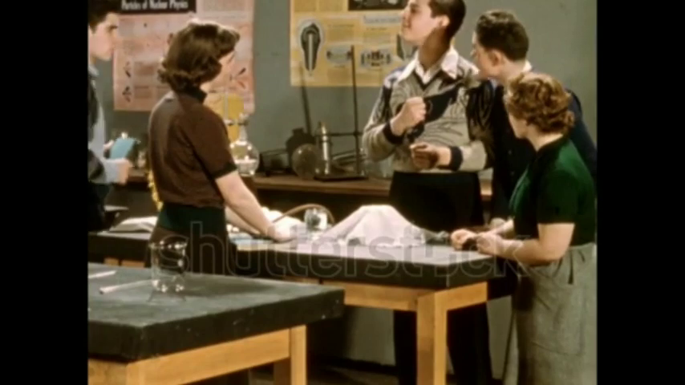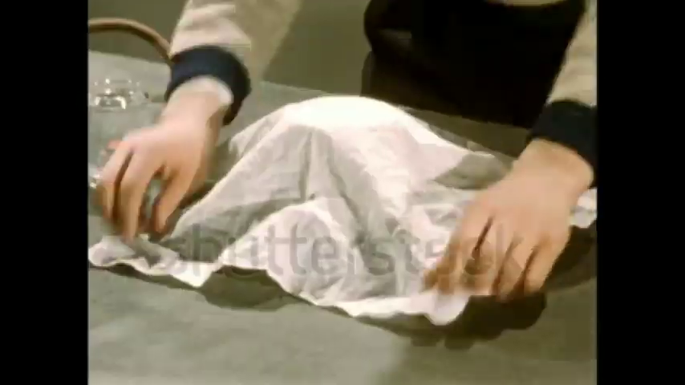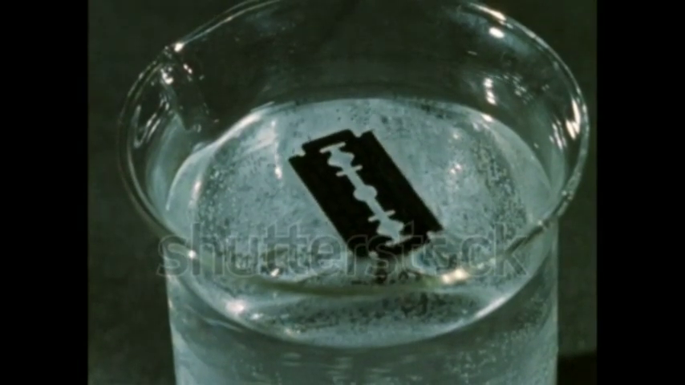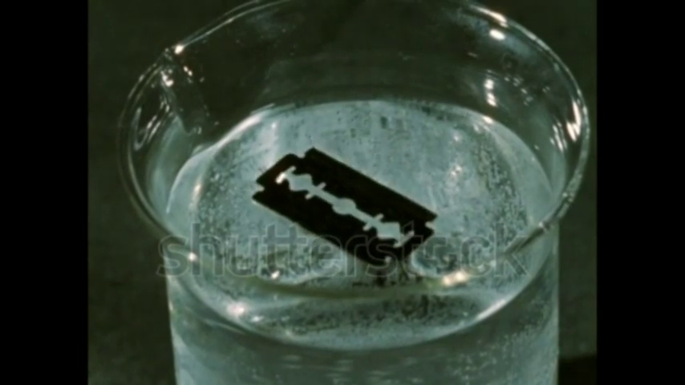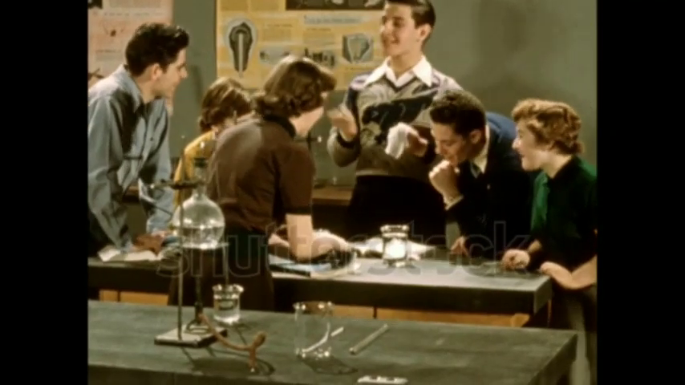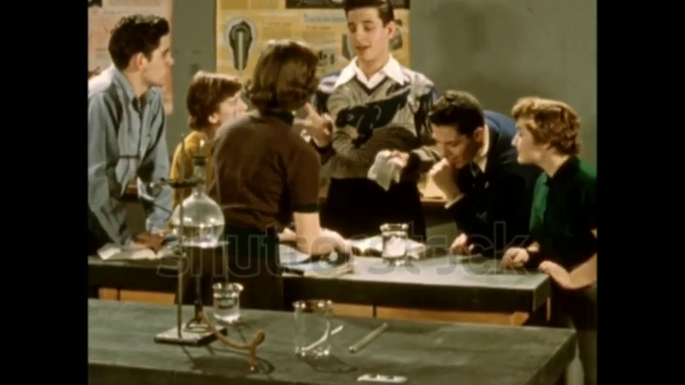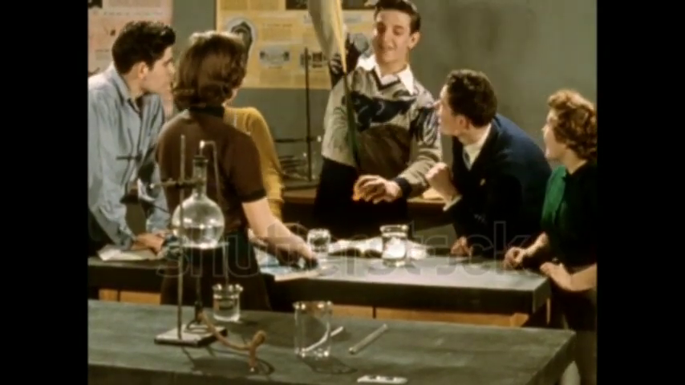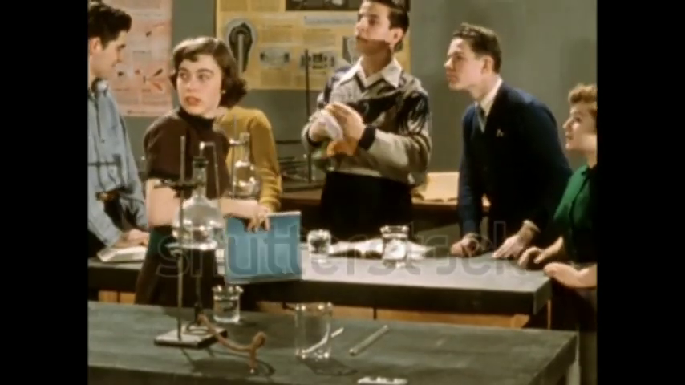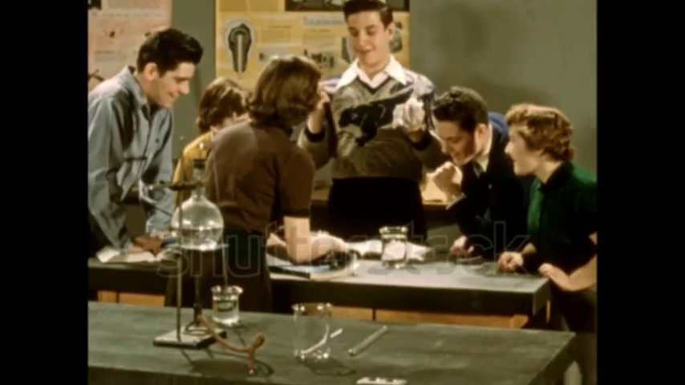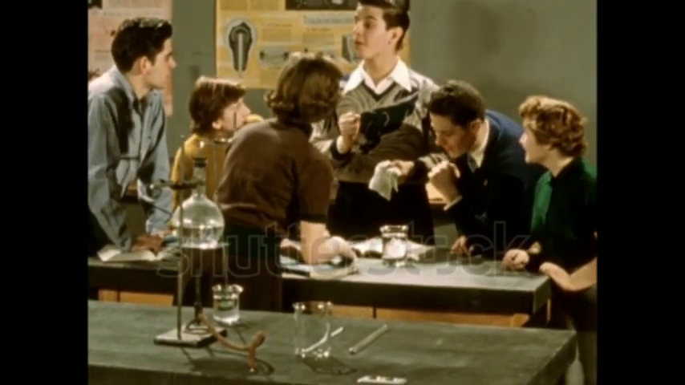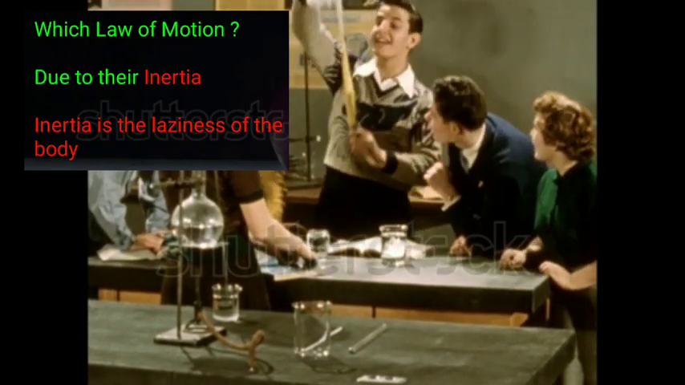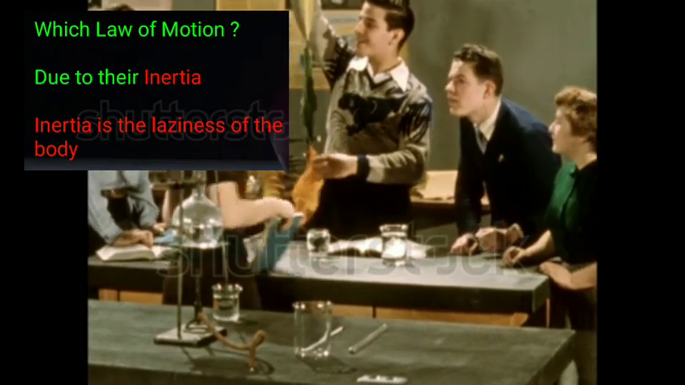Let us try. Ready? 1, 2, 3. Oh, I am happy. It works. The blade didn't come out along with the cloth. The blade remains as it is. Only the cloth gets removed. But due to gravity, the blade falls down into the glass of water. Why is it so? It is due to the inertia of rest of the blade. The blade doesn't move suddenly along with the cloth.